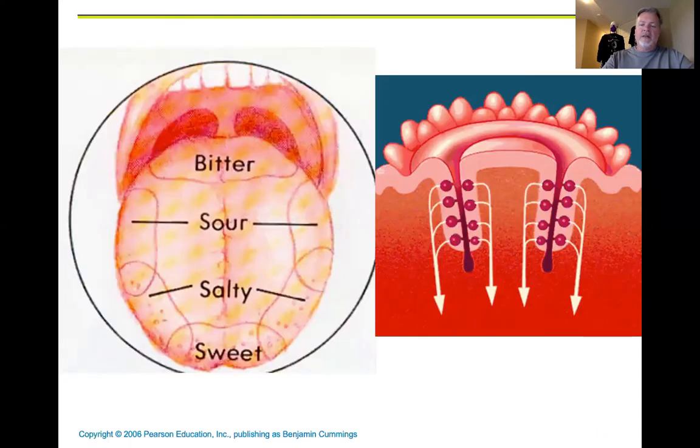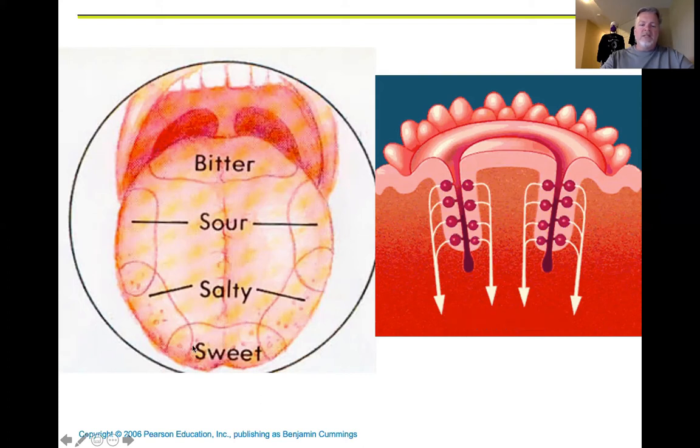I've got the wrong picture. Anyway, your liquid food particles come into contact with these receptors, which are like a hair cell, and that moves this whole action potential to the brain. But take a look at our tongue over here.